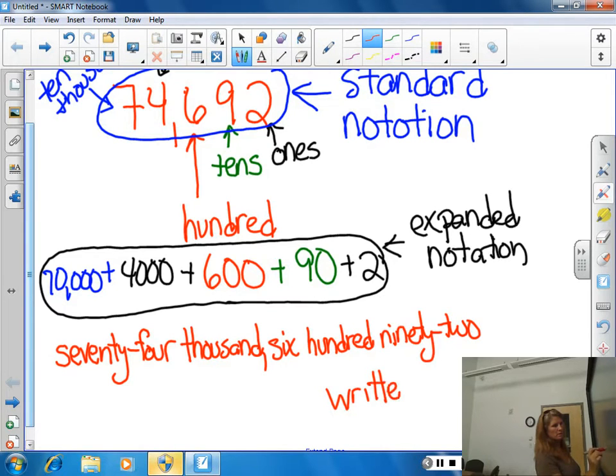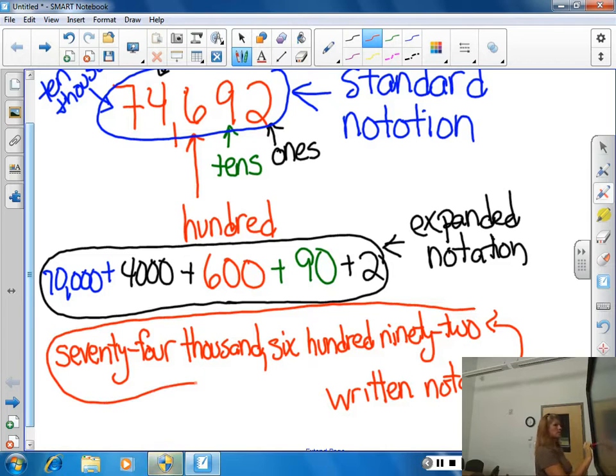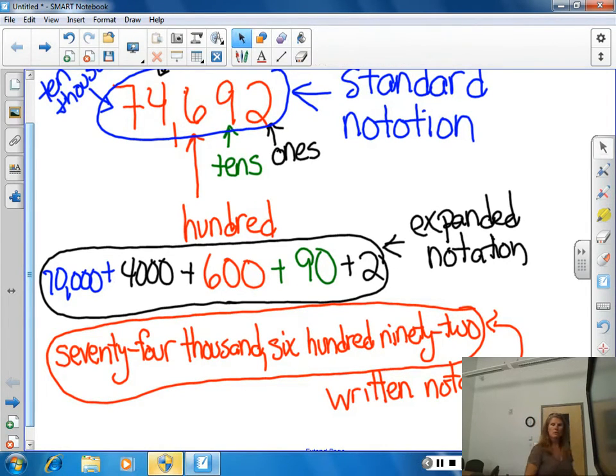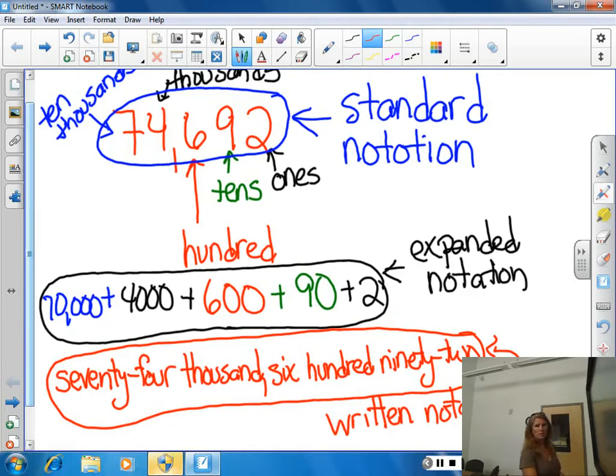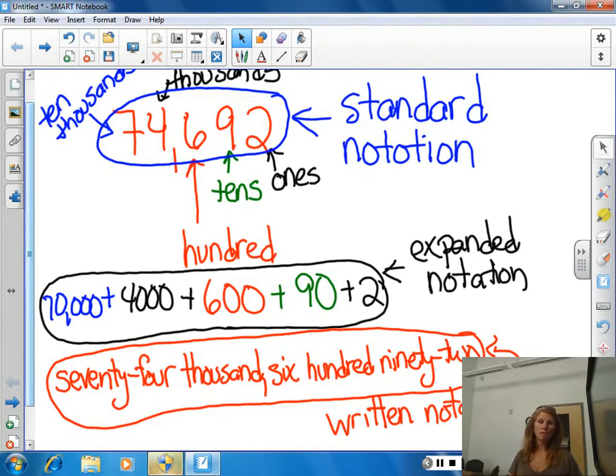Written notation is this. You need to know those three things. Sometimes on your homework it will say write in standard notation. Sometimes it will say write in expanded notation, and sometimes it will say written notation. So when I'm asking for those three different things, you need to know what I'm talking about. So write down an example of the three types that we see right there, just like I did, and then you'll be ready to answer the questions as they come up.